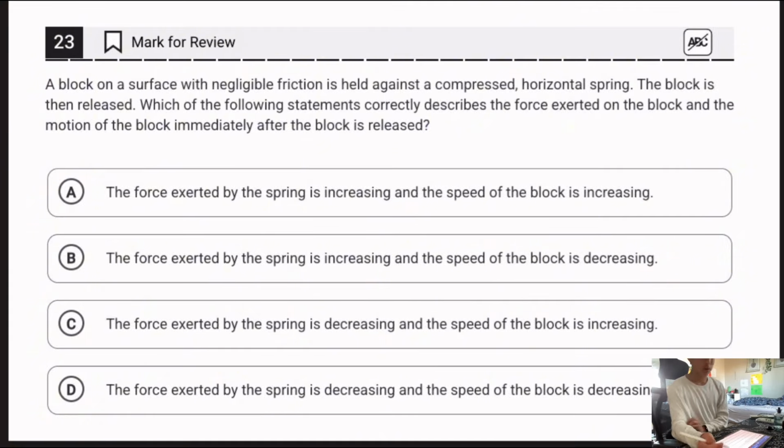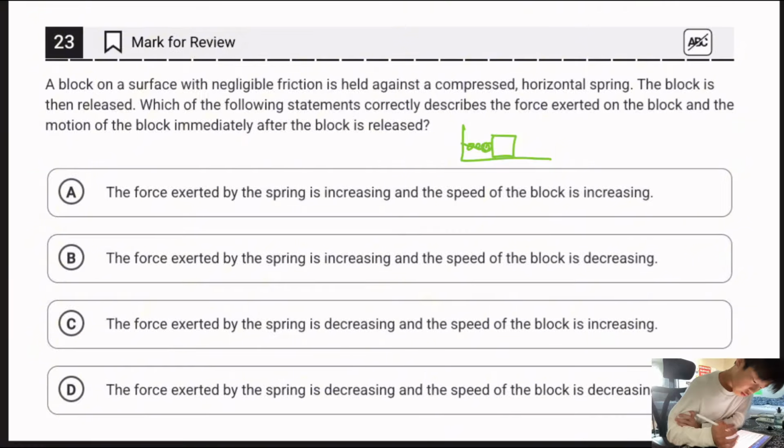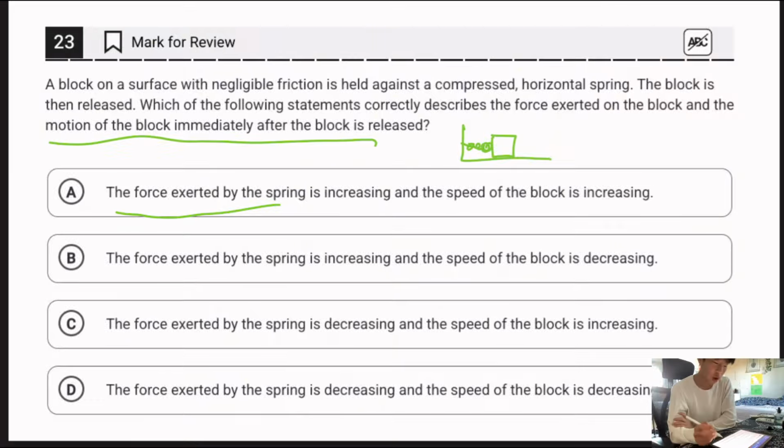So for the next question, it's really conceptual. Basically, it's asking if you have a wall, and you have a spring on the wall, and it's super compressed, and you're holding the block, and then you let go. What's the force of the spring? And then also, what is the speed of the block? So the block is initially at rest. So when you let go, the speed is going to be increasing.